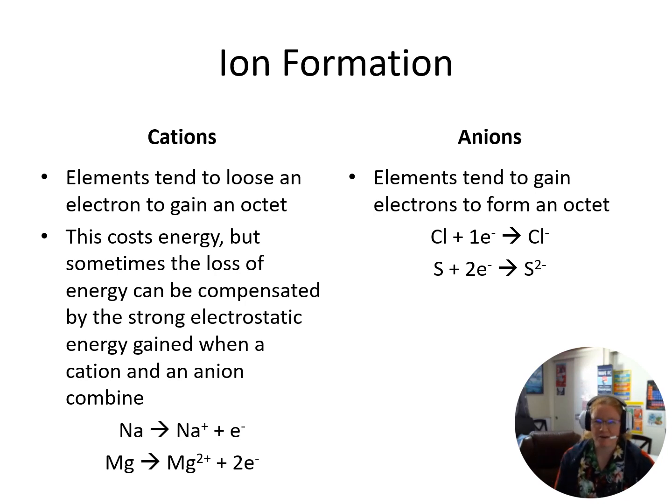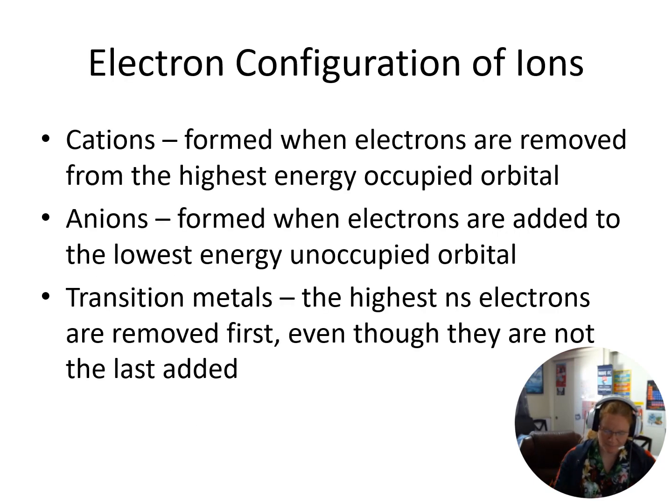All right, and so we know that cations, we've lost electrons, anions, we've gained electrons. Okay, and then we're removing electrons from the highest occupied orbital in a cation, and we are adding electrons to the lowest unoccupied orbital for an anion. And then transition metals, we take off the s electrons first before we mess with any d electrons, because those s and p electrons are the valence electrons.